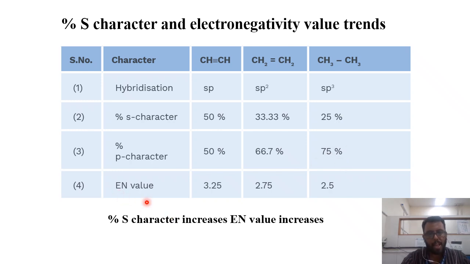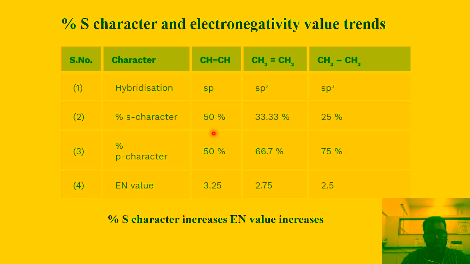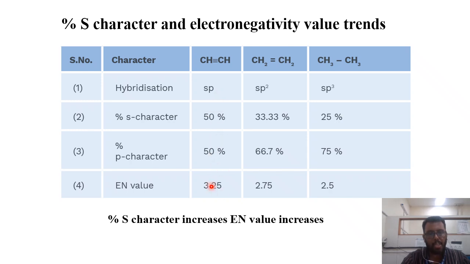And then electronegativity based on hybridization: if the s character is 50, electronegativity will be more, and when it is sp2, the s character is less than 33 compared to 50. So obviously 2.75 is even lesser, so the value will be lesser. This is the trend between percentage s character and electronegativity value. As a result, the electronegativity value of alkane is lesser compared to alkene. The reason is that s character is more for the alkene compared to the alkane. It is ethane.